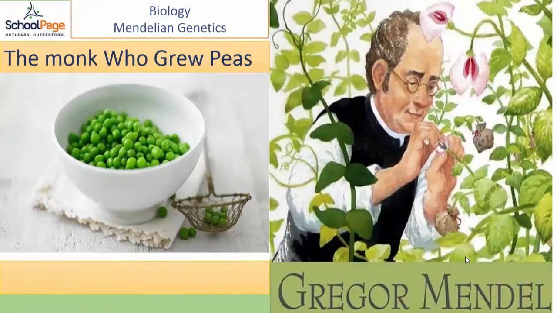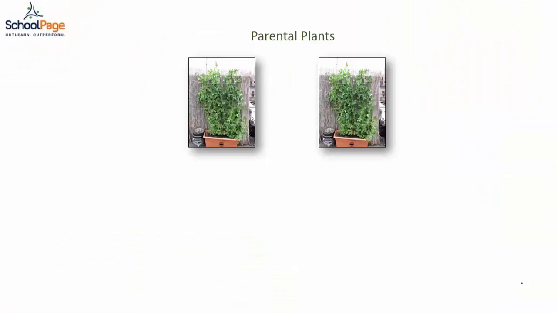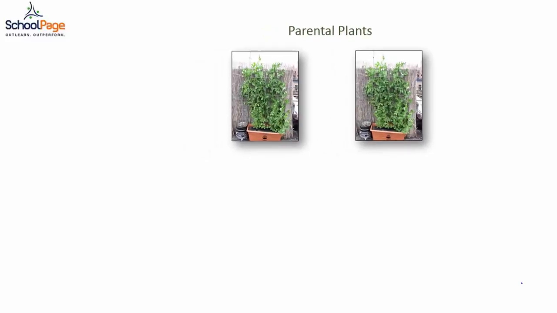Mendelian genetics continued. Mendel didn't stop his experiments with the F1 generation. He did continue with the F2 generation. For that, he chose two plants from the F1 generation, that is, hybrids from F1. So here are the two plants, plant A and plant B. Note that they both are tall, with the genotype capital T small t for each.